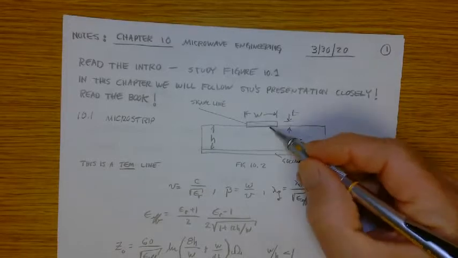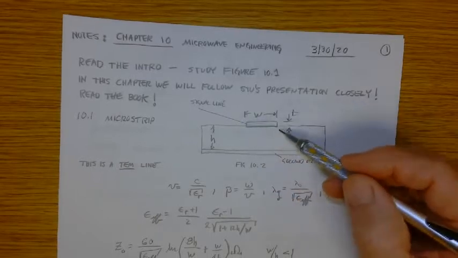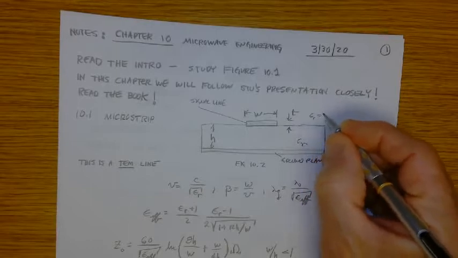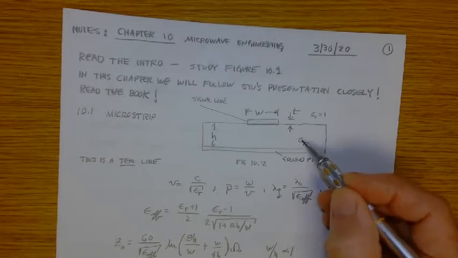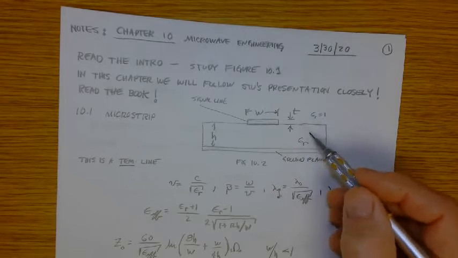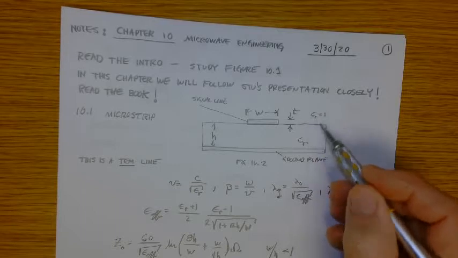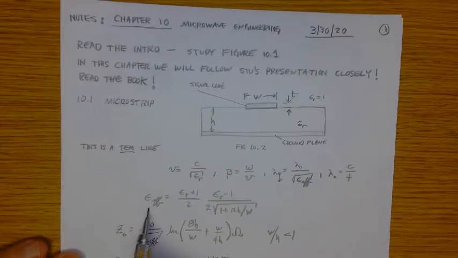The fields are primarily in the dielectric, but there are fringing fields as well. So some of the fields are in the air, with a dielectric constant of 1, and some of the fields are in the dielectric substrate. And so the effective dielectric constant is not 1, and it's not that of the substrate either. It's something in between. So the effective dielectric constant is specified here.